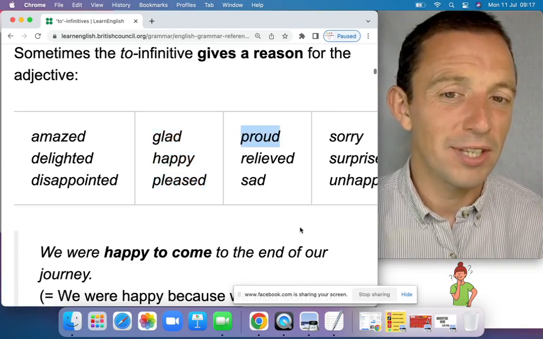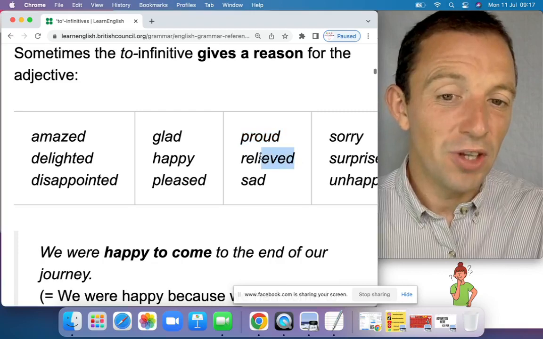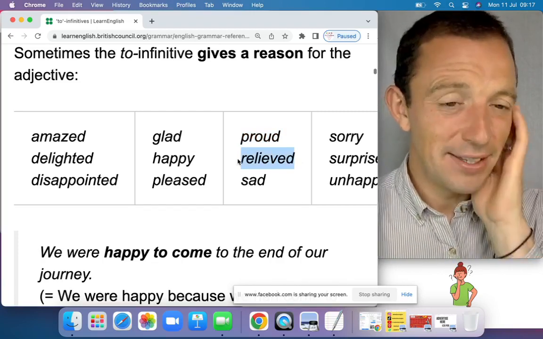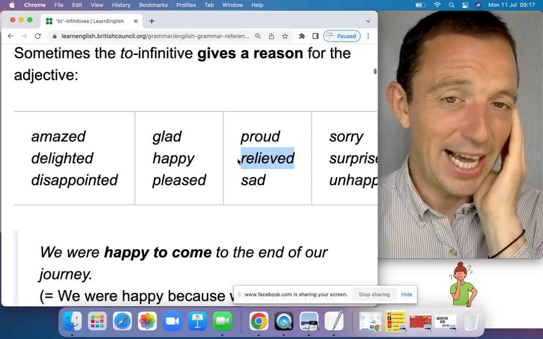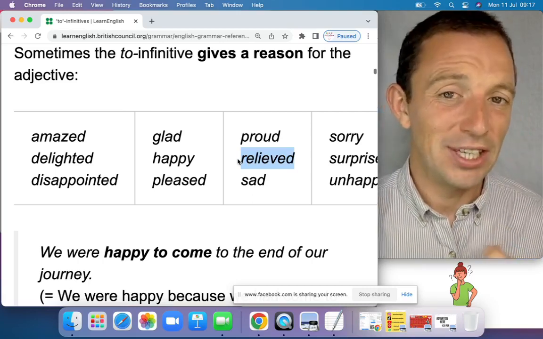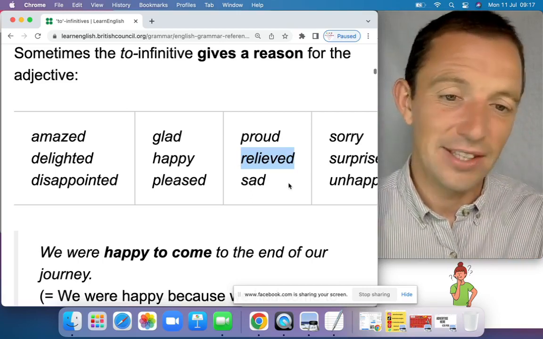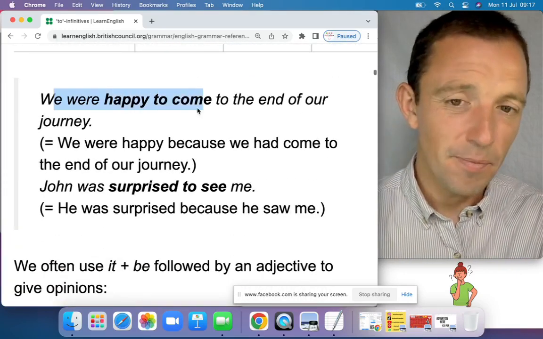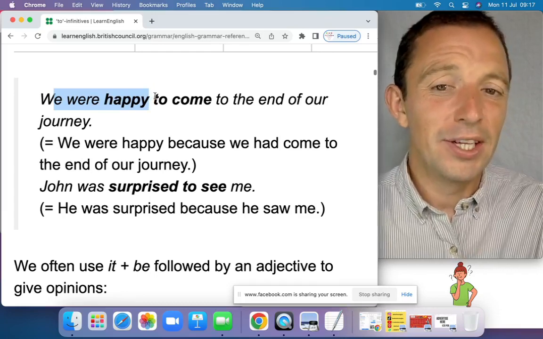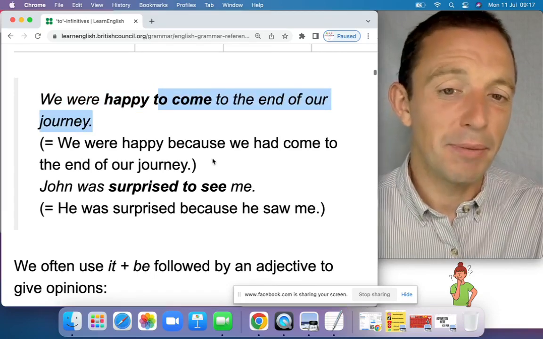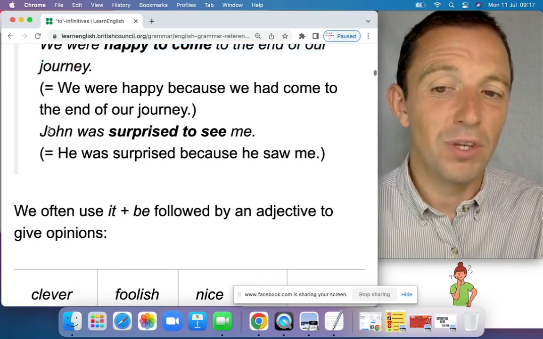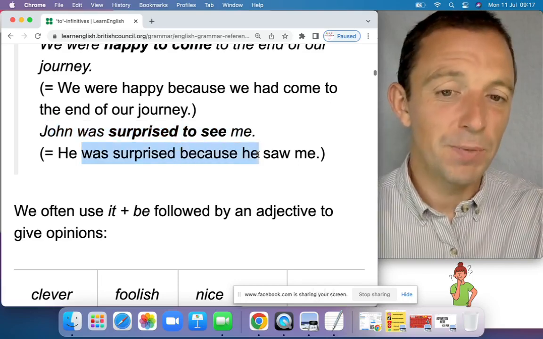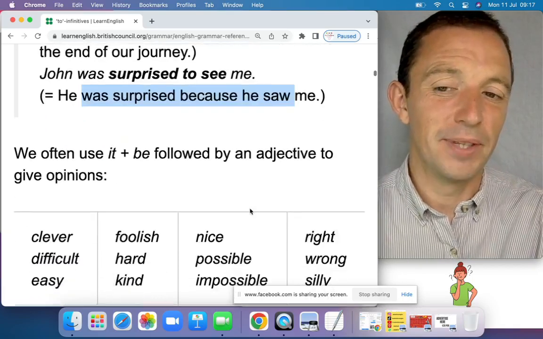Okay, very important adjective. Relieved is also a very important adjective, like alleviated. The verb is to alleviate, but relieved is the adjective, and the noun is relief. Sad, sorry, surprised, unhappy. Okay, so the first example. We were happy. Why? To come to the end of our journey. We were happy because, okay. Next, John was surprised. Why? To see me. He was surprised because he saw me.